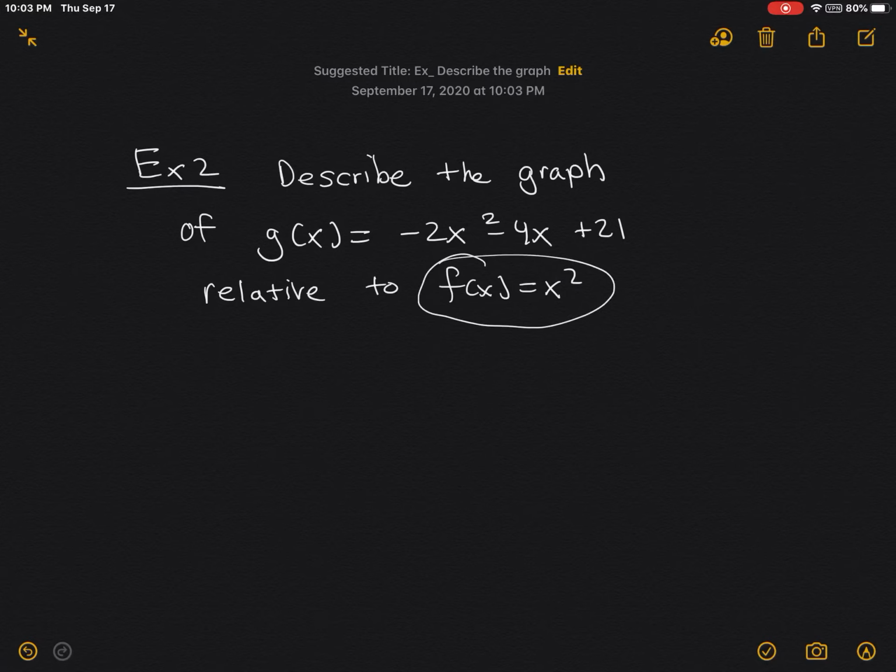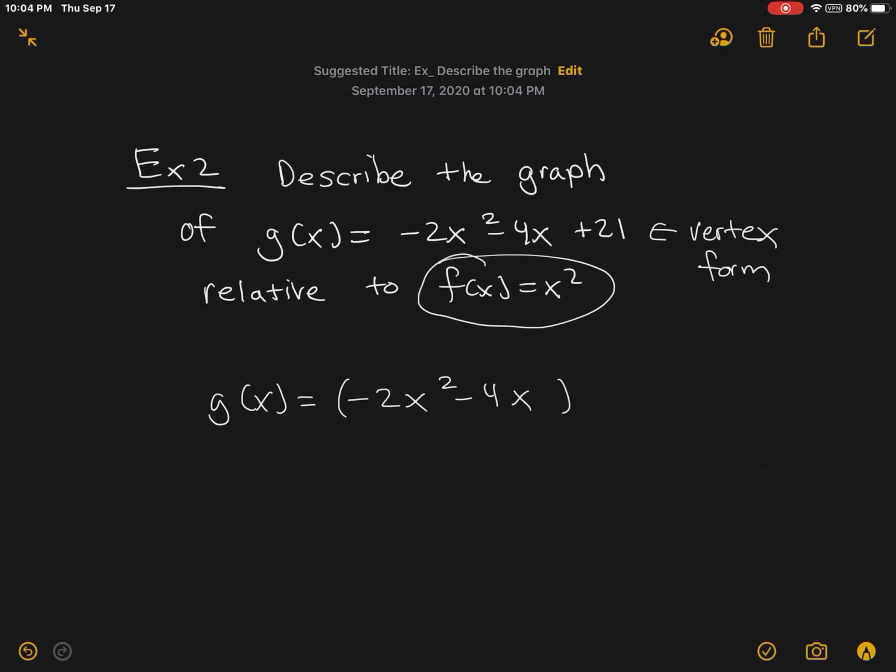All right, so there's a couple things you need to know. First of all, you need to write this in vertex form, okay? So this needs to be in vertex form because in vertex form, it's easy to compare with the parent function. So let's write it in vertex form. So instead of using the x equals negative b over 2a formula, on this problem right here, I'm going to complete the square with you.